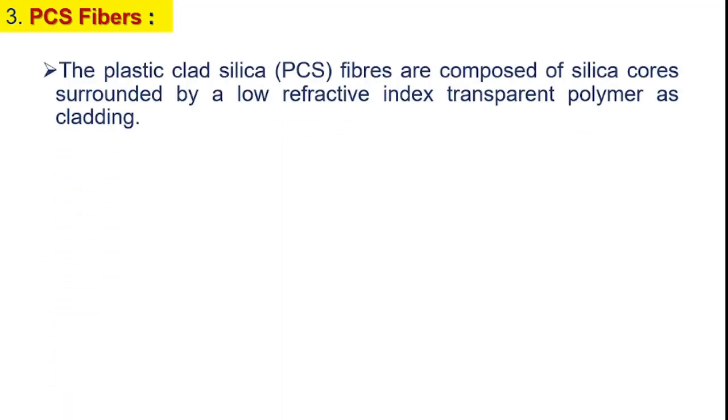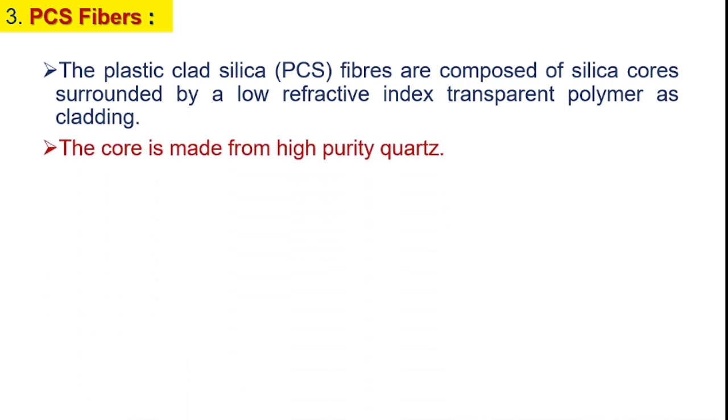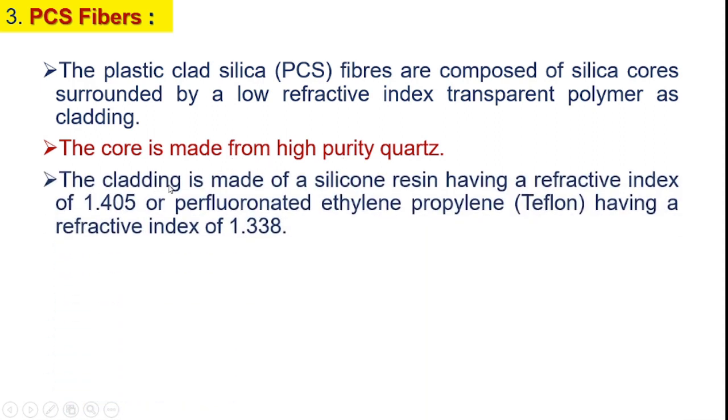Now let us see about PCS. Plastic clad silica fibers are composed of silica cores surrounded by a low refractive index transparent polymer as cladding. The core is made from high purity quartz and the cladding is made of silicon resin and having a refractive index of 1.405 or perfluorinated ethylene propylene, that means it is called Teflon, having a refractive index of 1.338.